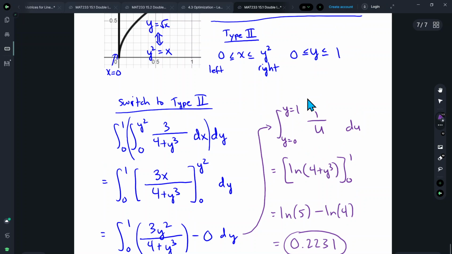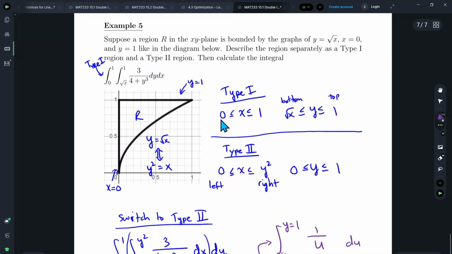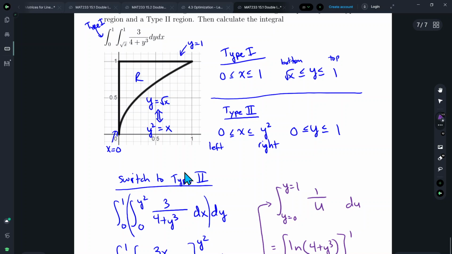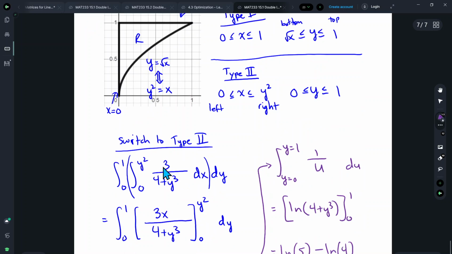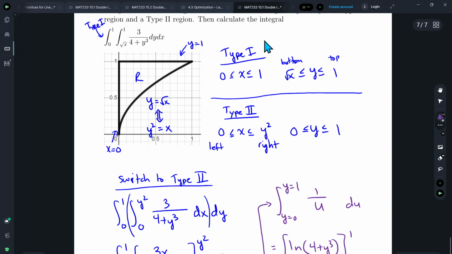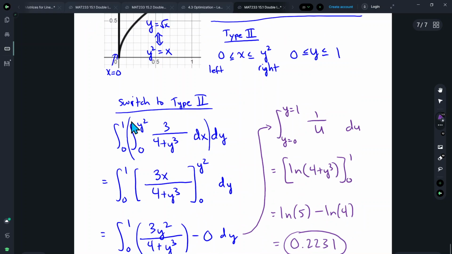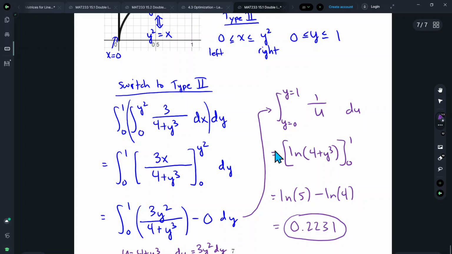Okay, so we have an example where we were presented with a type 1 integral. However, to proceed with calculating the integral, we need to switch to a type 2 integral. But again, when you switch the order of integration, make sure you first describe the region properly so that you know how to set up the limits of integration, and then you can calculate it from there.